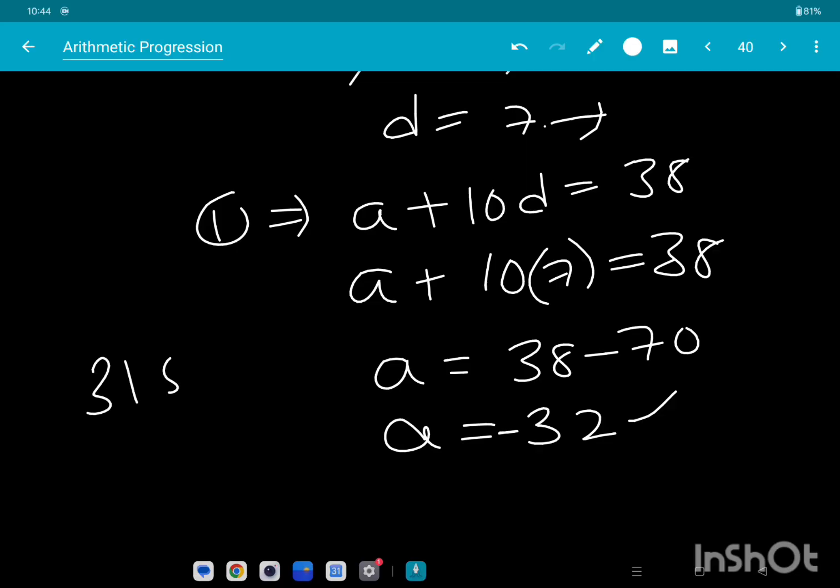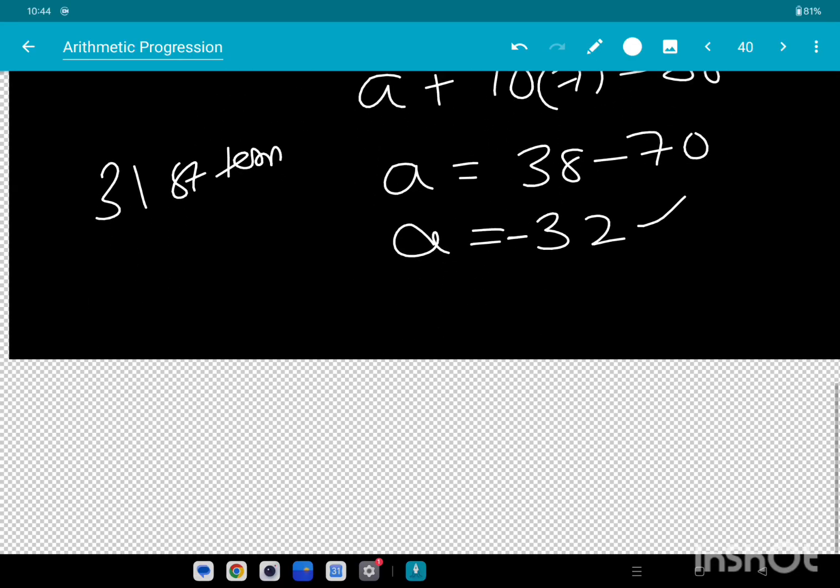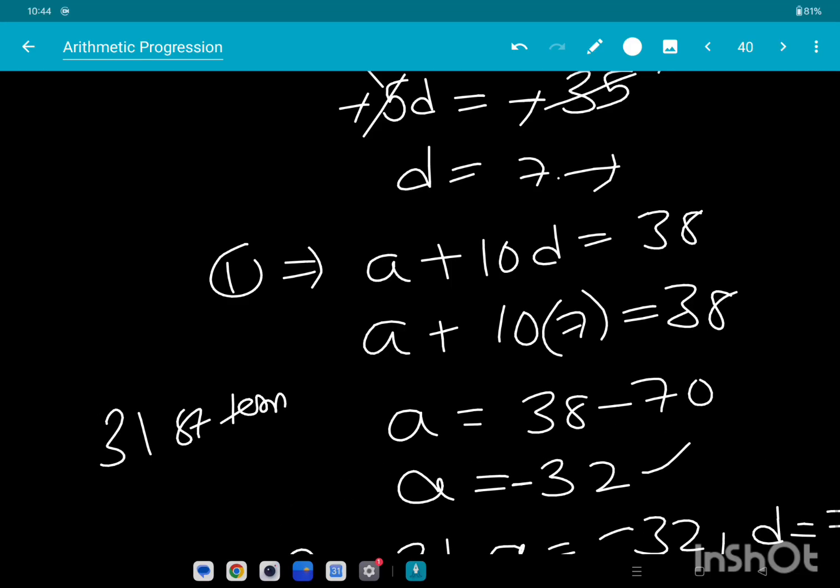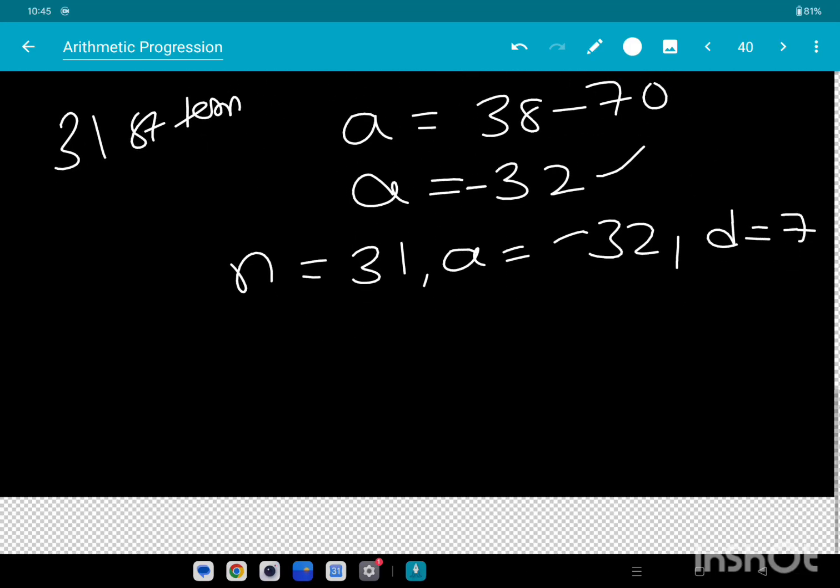Now I need to find the 31st term. How can I find the 31st term? By using the n value. Here the n value is 31, A value is minus 32 and the D value is 7. Am I right? The D value is 7. Yes, the D value is 7.